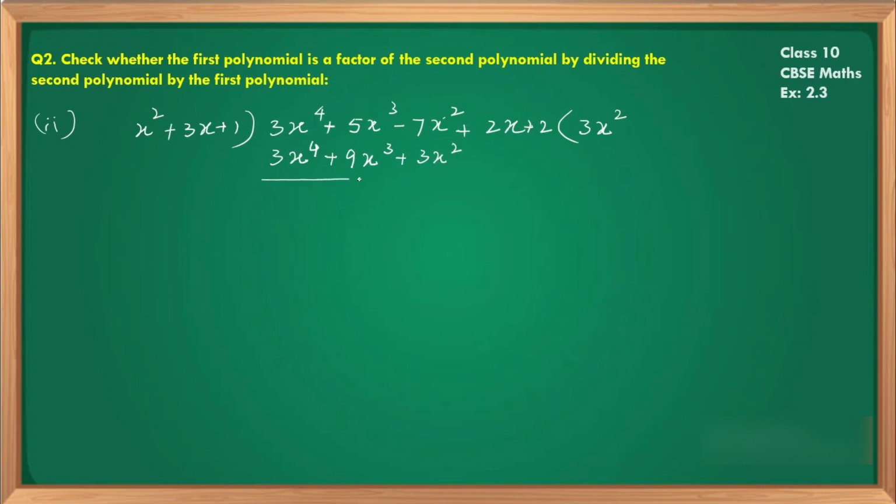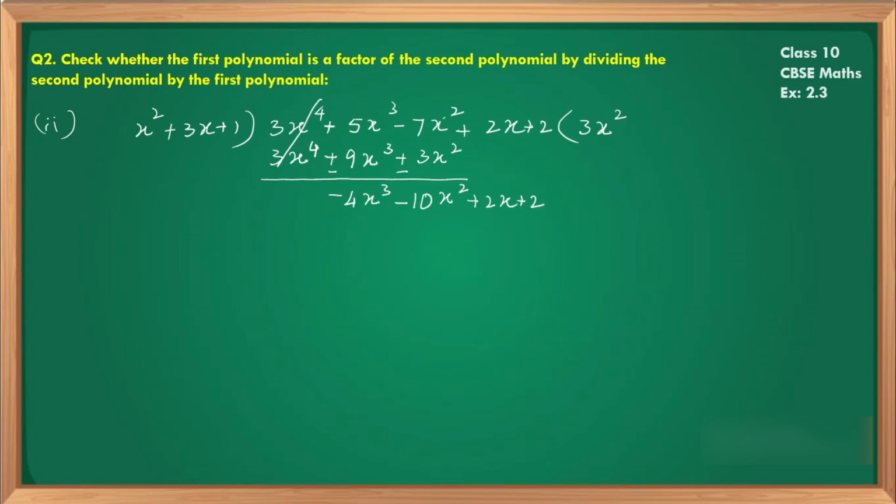Now draw a line. 3x to the power 4 and this gets cancelled. Now this sign becomes minus. The difference would be minus 9x cube. It is not minus 9, it is minus 4x cube. Minus 9 and plus 5 gives you minus 4x cube. And here this also becomes minus. When the signs are same, you have to add with that sign, minus 10x square. The rest of things you have to write down as it is, 2x plus 2.